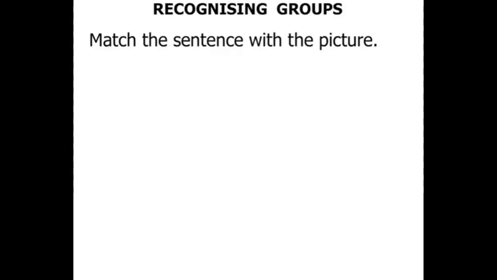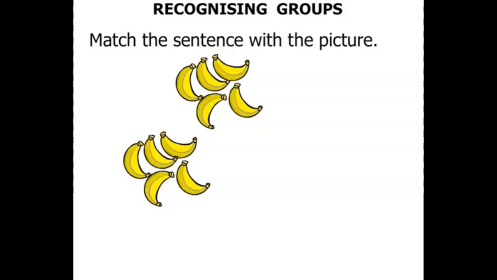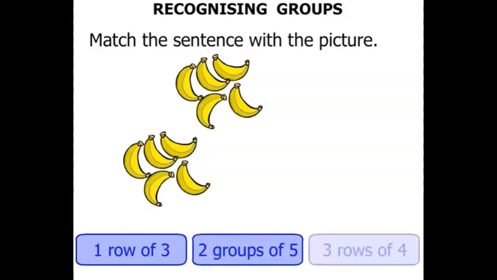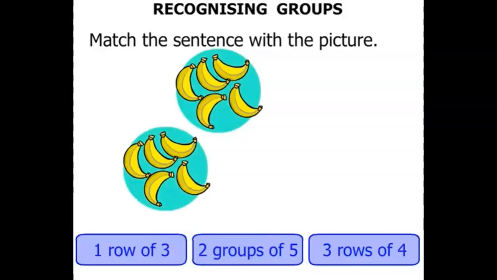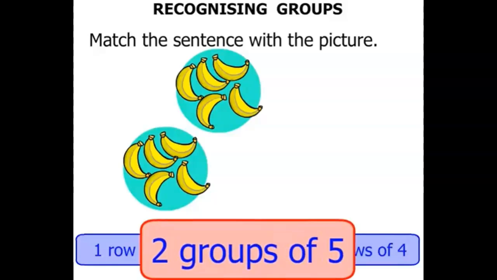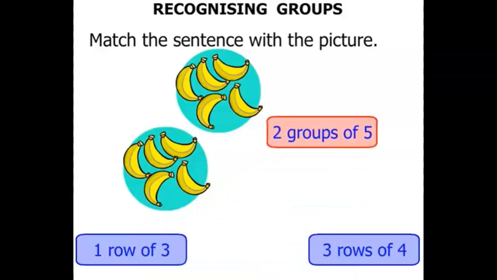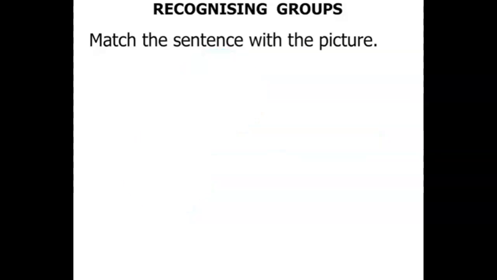Now, in this one, we need to match the sentence with the picture. So we've got a picture there of bananas. One row of three. Two groups of five, or three rows of four. I wonder which is the right sentence. Well, certainly we've got one, two. We've got two groups. How many in each group? One, two, three, four, five. We've got two groups of five.